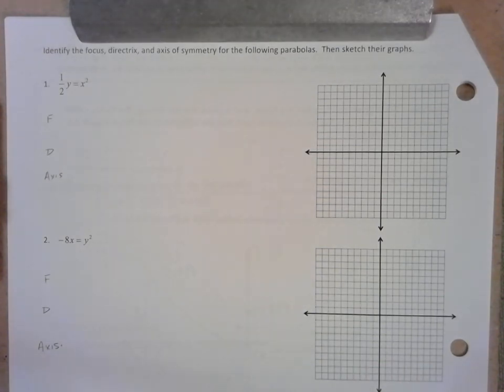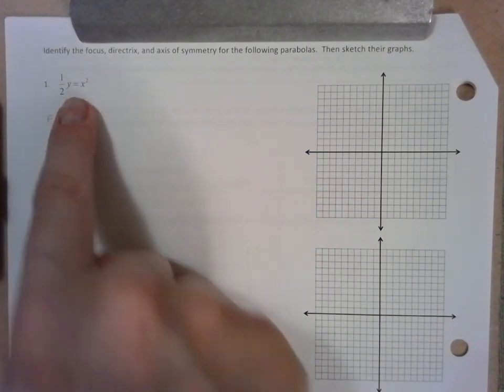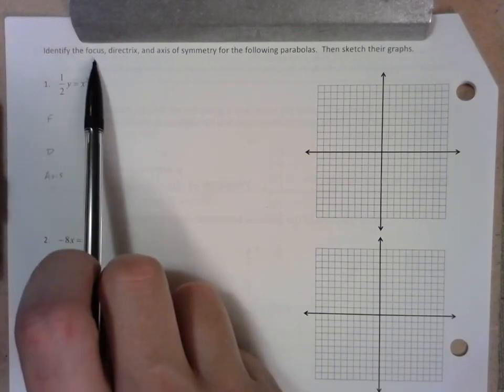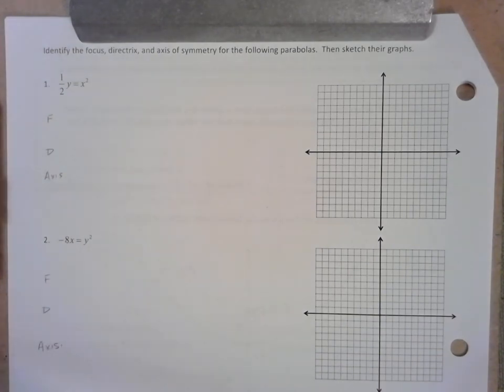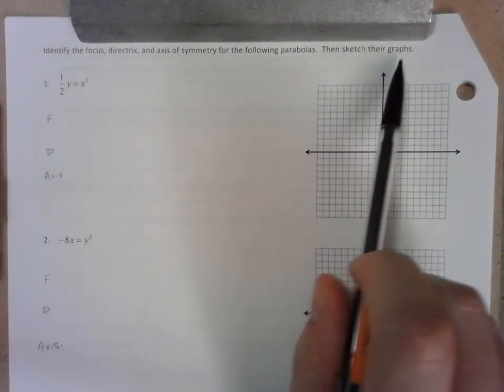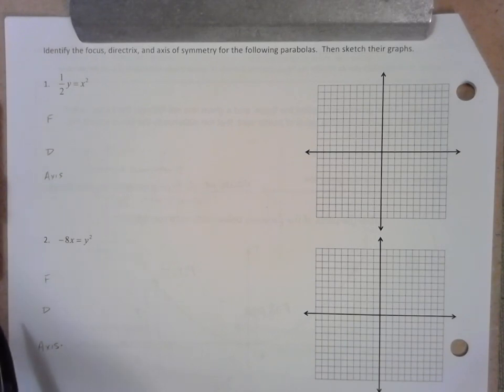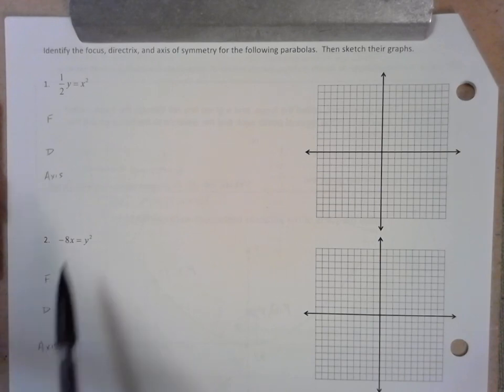On the back page, what we're going to do is graph our parabolas, but in formulas that look like this. Not anything that we've seen before, not like a standard form, but sort of like a vertex form. The directions say identify the focus, directrix, and axis of symmetry for the following parabolas, then sketch their graphs. There are do's and don'ts for this, and I feel like the easiest thing to do is to thoughtfully make a table of values, after you interpret, of course, the information that you are given.